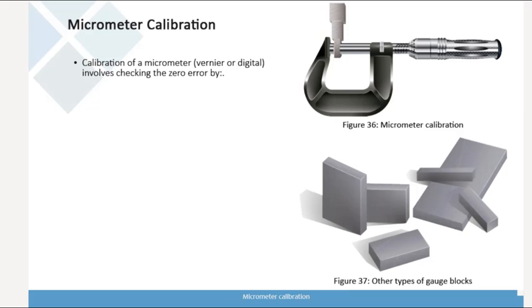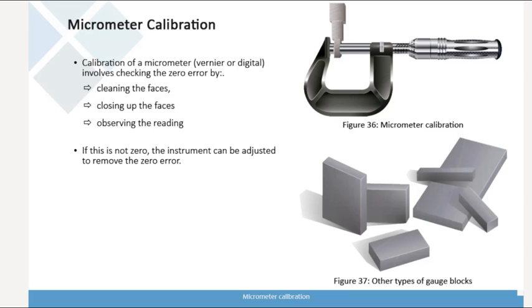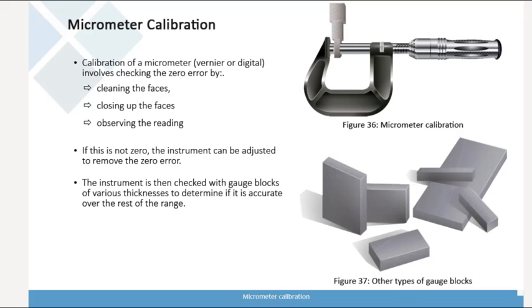Calibration of a micrometer, either vernier or digital, involves checking the zero error by cleaning the faces, closing up the faces, and observing the reading. If this is not zero, the instrument can be adjusted to remove the zero error. The instrument can then be checked with gauge blocks of various thicknesses to determine if it is accurate over the rest of the range. Gauge blocks and tool should be at 20 degrees Celsius, 68 degrees Fahrenheit, during calibration.